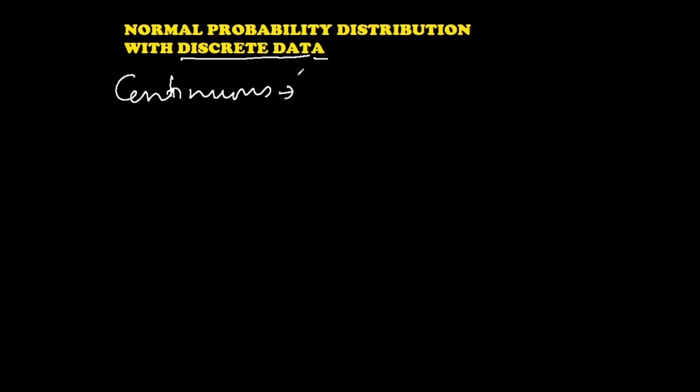In this third part of the video on normal probability distribution, we'll learn how to apply it with discrete data. The difference between discrete and continuous data is that continuous data is made up of all positive real numbers. That means if we say 6, the next data could be 6.0001 or even less than that.